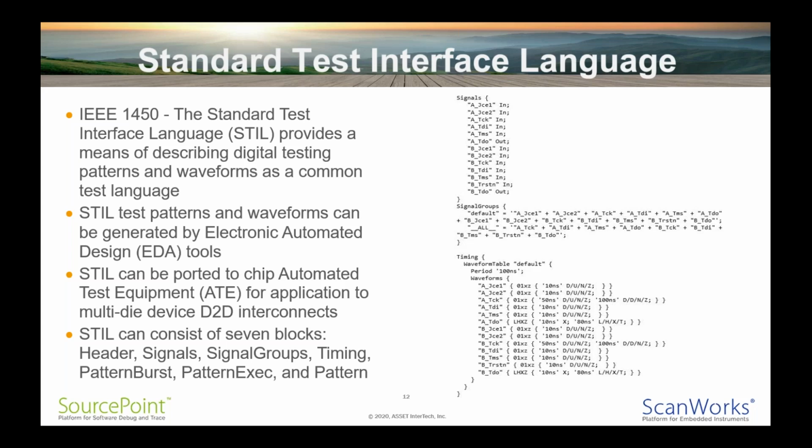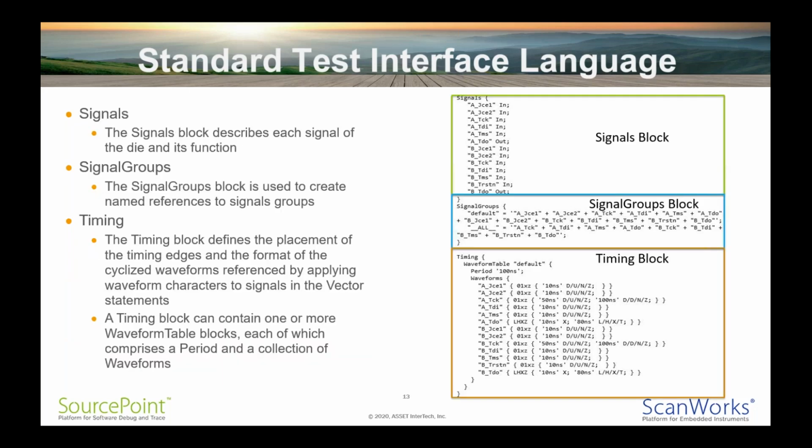STIL consists of 7 blocks. We have a header block, a signals block, a signal groups block, a timing block, a pattern burst block, a pattern exec block, and a pattern block. The example on the right is STIL that has been produced by ScanWorks and consists of 3 sections: the signals block, the signal groups block, and the timing block.